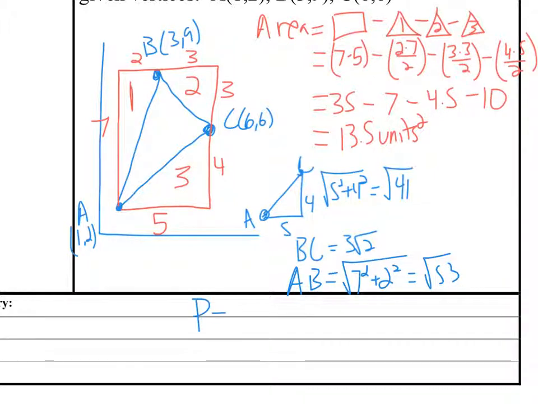So the perimeter would be the square root of 41 plus the square root of 53 plus 3 times the square root of 2, which we can leave like that if we want to, or we can make it a decimal, which would be 17.93 units. And that would be all.